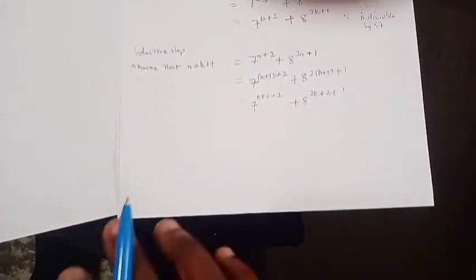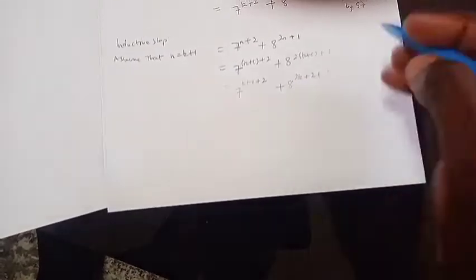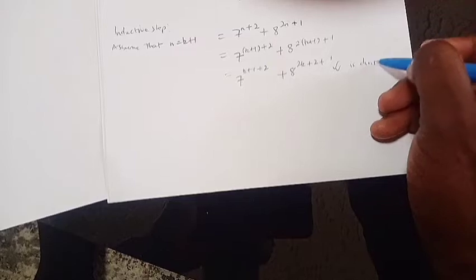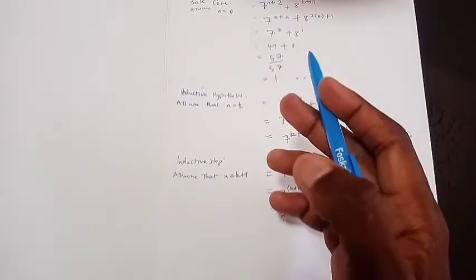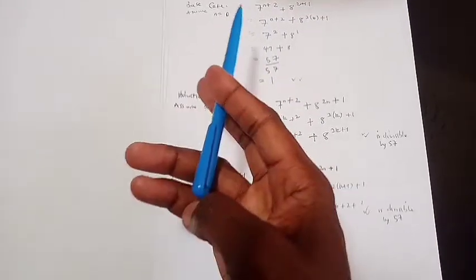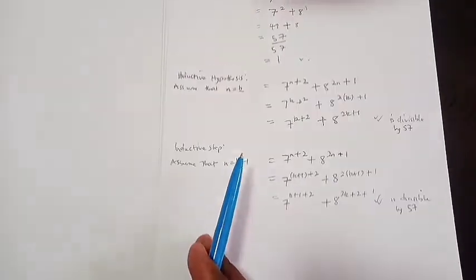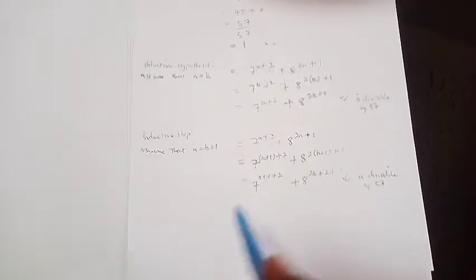Now we have a value for this inductive step, and we are saying that this value is indeed divisible by 57. These are the assumptions that we have made in all three steps. The first step was assuming that n is equal to 0, the second was assuming that n is equal to k, and the next was assuming that n is equal to k plus 1. And now we want to evaluate this expression to make sure that it is divisible by 57, and hence answer this question that we have here.